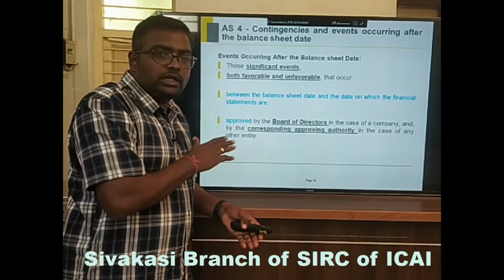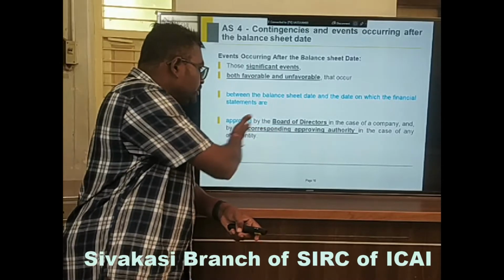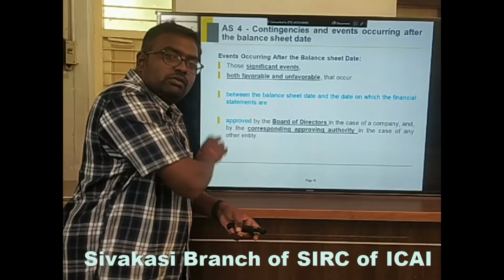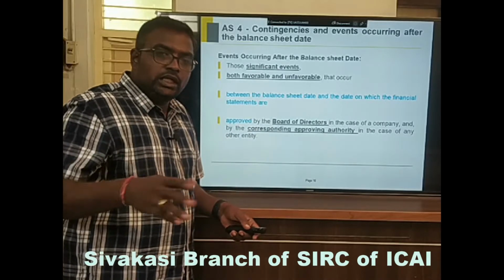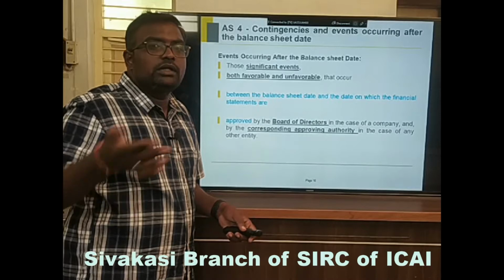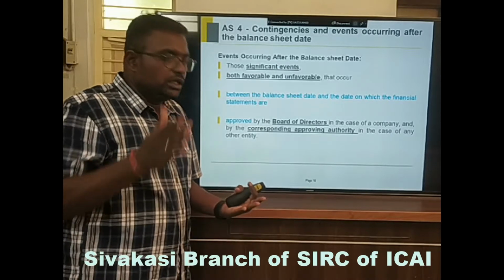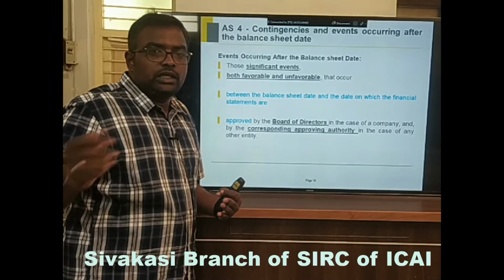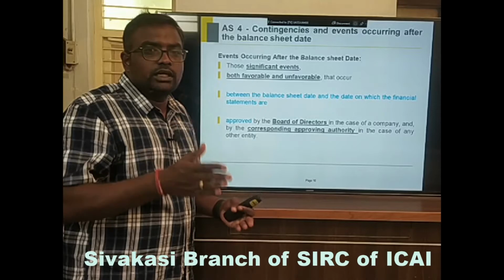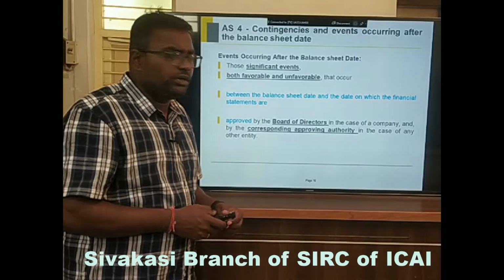But this standard covers events between the balance sheet date and the date on which the board has approved. In our example, it is September 10, 2020. The annual general meeting might happen on September 30, 2020. So we are supposed to cover events between April 1, 2020 and September 10, 2020 for financial statements for the year ending March 31st, 2020.